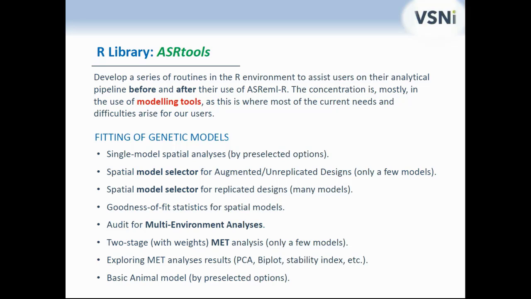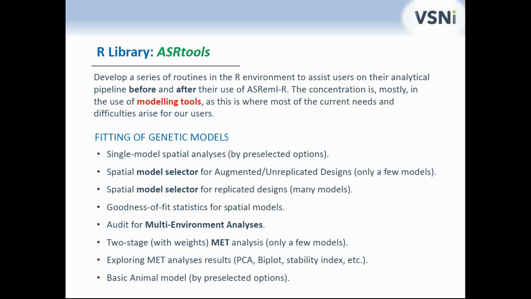Obviously, we need to do that for each of the trials, and then we check for audit in this case if there's enough connection between the sites, and then we can perform the MET with a typical factor analytic of different orders or a core GH, etc. And the outputs from these two-stage analyses are stored, and then we have different functions to explore this output, like the typical PCA, biplots, and stability indices.